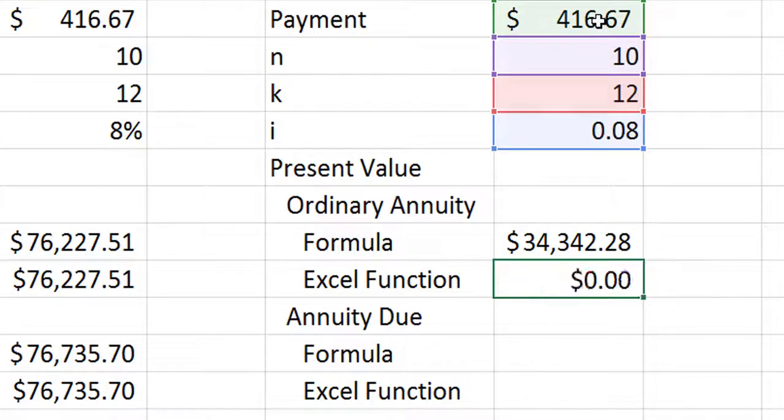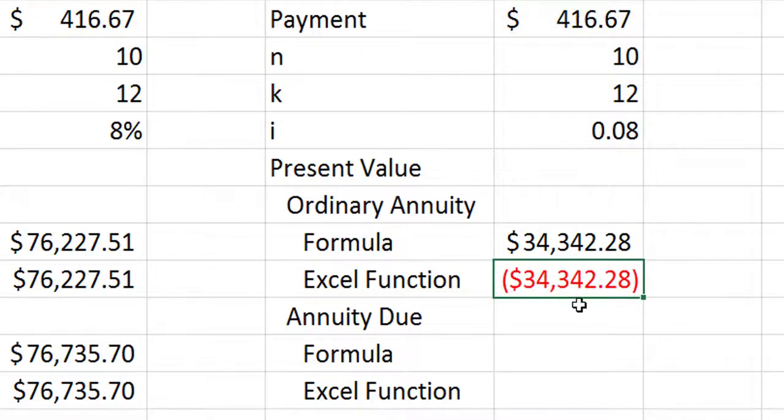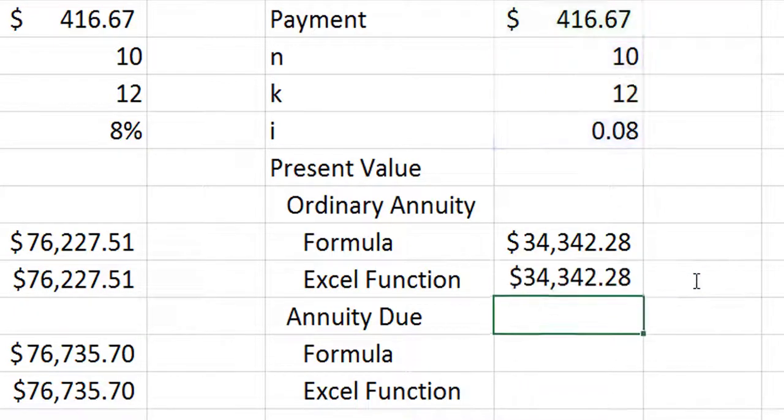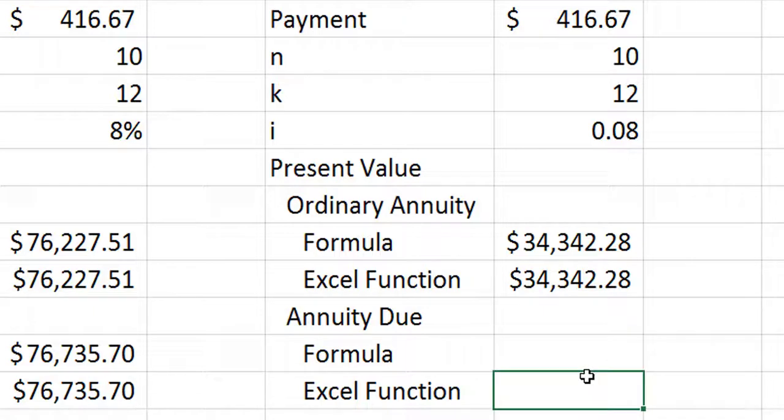We close the parentheses and we get a negative $34,000. Again, it's easy to fix. We just go in and change this F2 to a negative F2 and press enter. And that is how the present value of an ordinary annuity works.